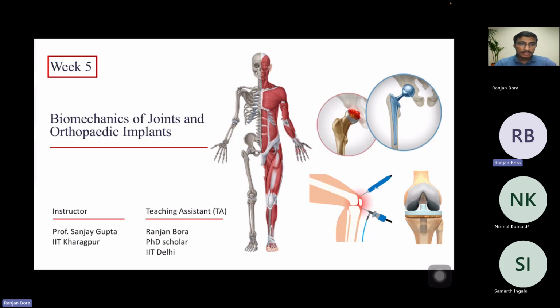So we'll start now. My name is Ranjan Bora and I am the TA in this course, Biomechanics of Joints and Orthopaedic Implants. This course is instructed by Professor Sanjay Gupta from IIT Kharagpur. I have been taking the tutorials every week on Friday from 6 p.m. to 8 p.m. The previous weeks' tutorials I have uploaded on my YouTube channels, and you can find the links to those channels on the NPTEL website.